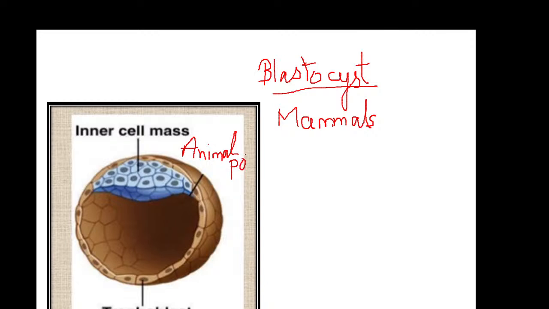Inner cell mass ഫോം ചെയ്യുന്നത് animal പോളിലാണ്. So blastocyst is the blastula of mammals. Blastocystന്റെ പ്രത്യേകത ബ്ലാസ്റ്റോസിസ്റ്റിന്റെ ഒരു സൈഡിൽ അനിമൽ പോൾ റീജിയനിൽ കുറെ സെല്ലുകൾ കൂടിയിരിക്കും. ആ സെല്ലുകളെ പറയുന്ന പേരാണ് ഇന്നർ സെൽ മാസ്. And the peculiarity of inner cell mass is that the inner cell mass gets differentiated to form the embryo. Embryo proper അല്ലെങ്കിൽ embryoയുടെ body ആയിട്ട് മാറുന്നത് it is the inner cell mass.